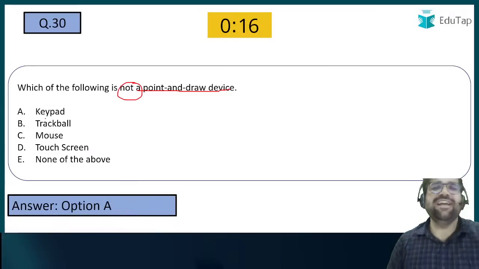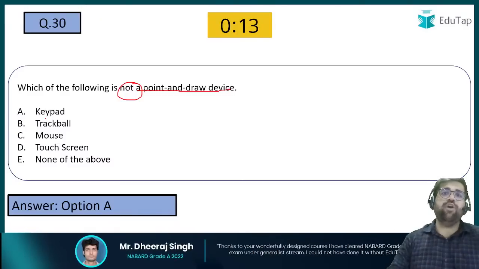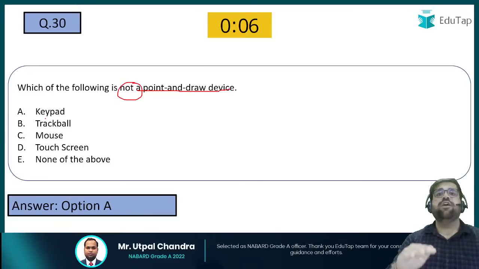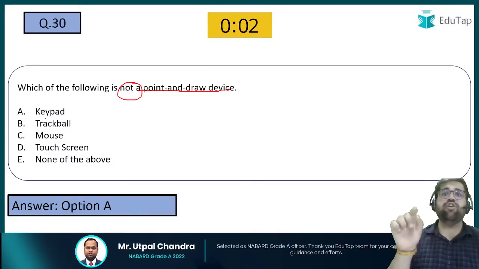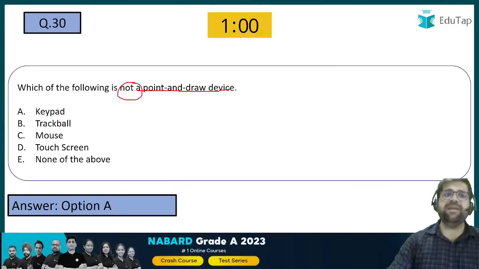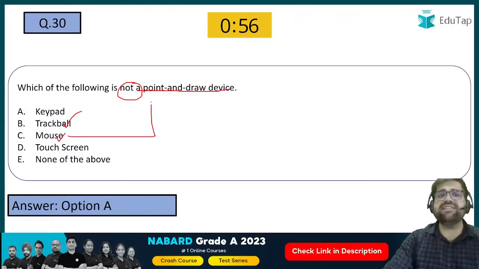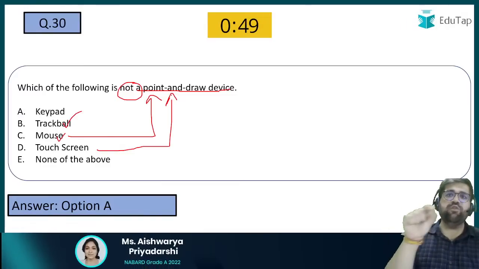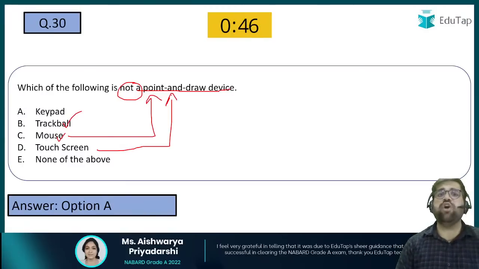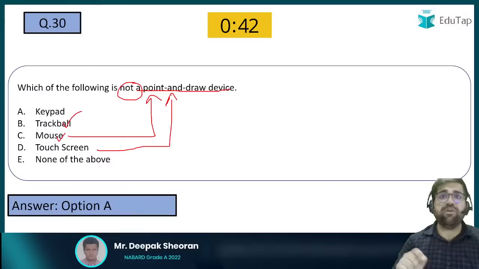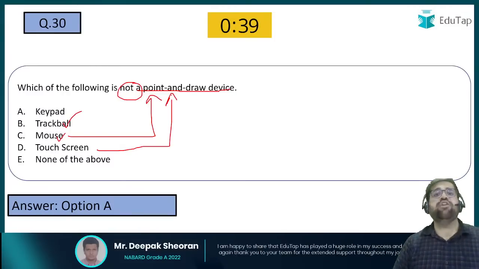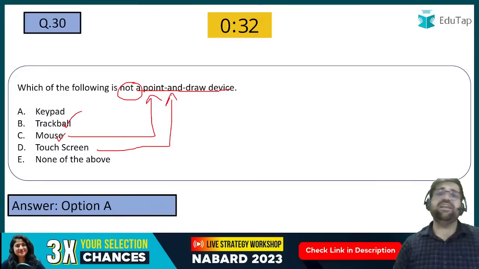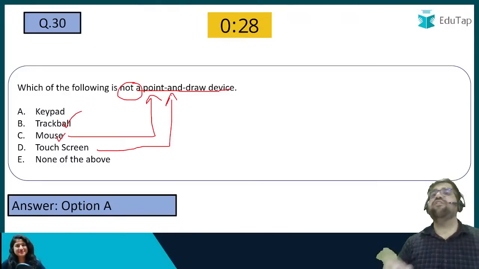Don't worry. See, keypad is something which is not point and draw. Trackball, remember the old days when we had one big trackball which we used to move with our hands. We used to move that trackball and the cursor on the screen used to move with it. Do search the image of a trackball, then you will understand it. Mouse is a classic example of point and draw. Touchscreen also: if you have a touchscreen phone, you are telling the phone that you want to move in a particular direction. But keypad is not a point and draw device. You cannot point anything on the keypad, and you cannot draw anything on the keypad. So please remember that keypad is not a point and draw device, but largely speaking, mouse, trackball and touchscreen are examples of point and draw devices.